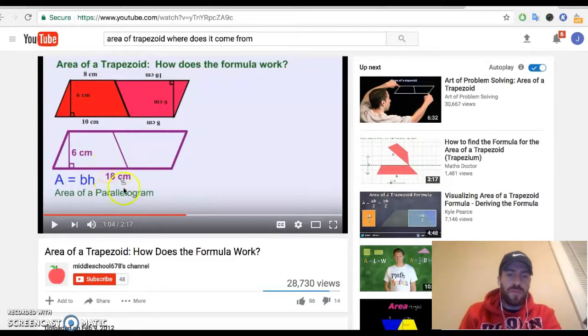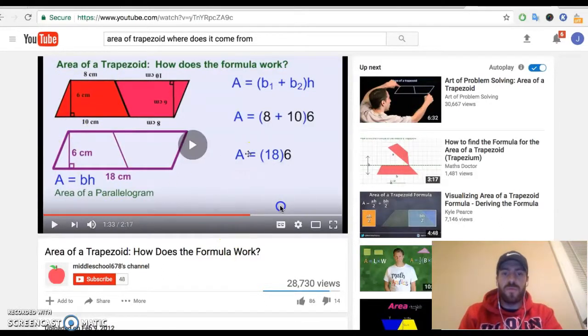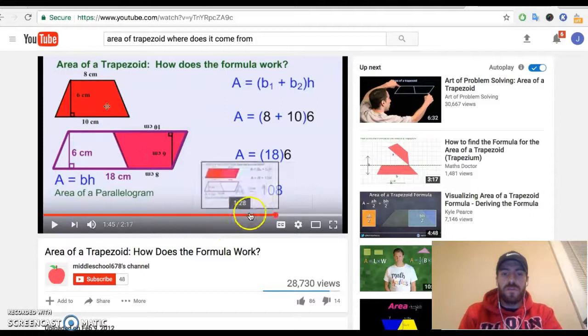But look, now our base is 18 when it originally was 10. But look, base 1 plus base 2 gives me 18. So it's base 1 plus base 2 times height. Now, this will give us a whole parallelogram, but we don't want the whole parallelogram. We only want half of it, because half of it gives us back our trapezoid. So that's why we do 1/2.